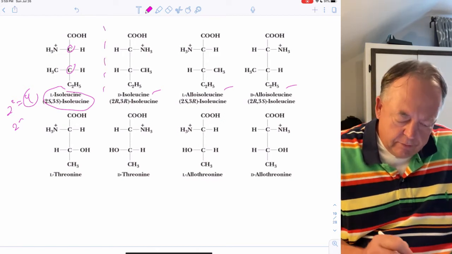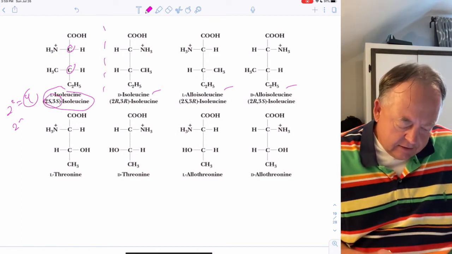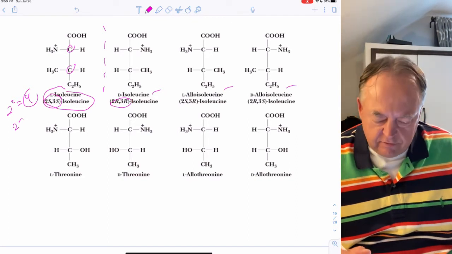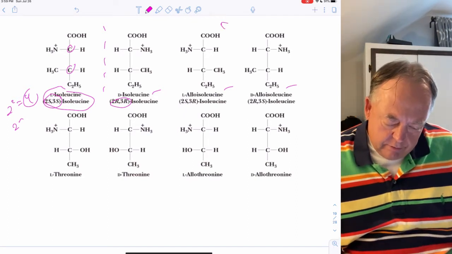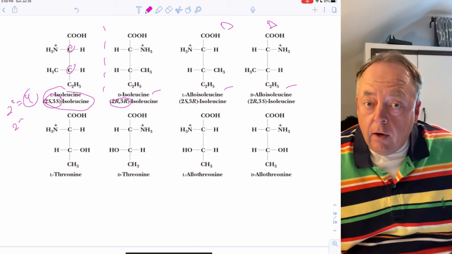All right, these 2 are mirror images, so this is SS, this is RR, so those 2 would be enantiomers of each other. And then these 2 would be diastereomers of the L-isoleucine.